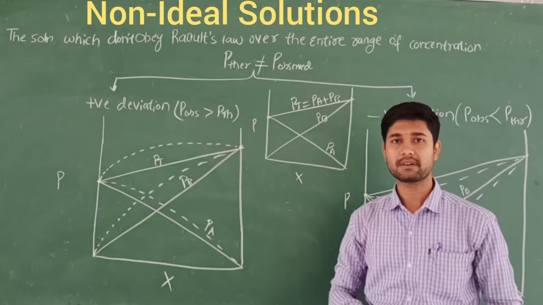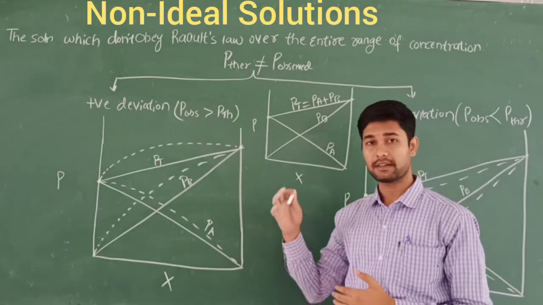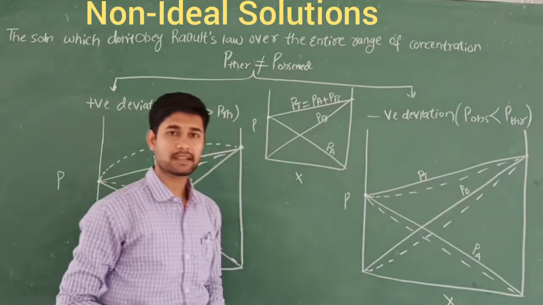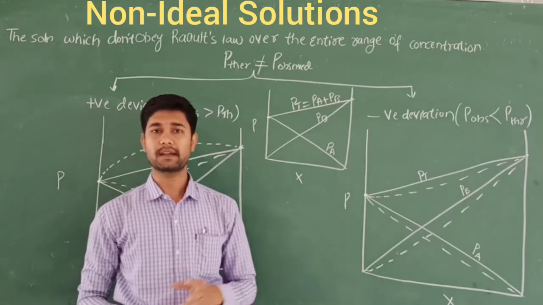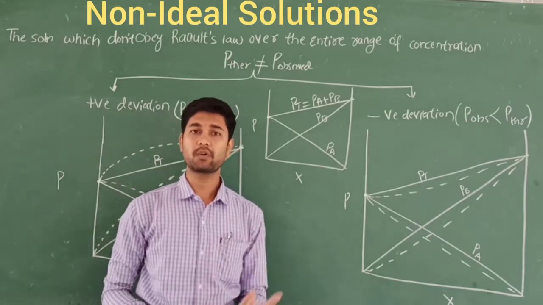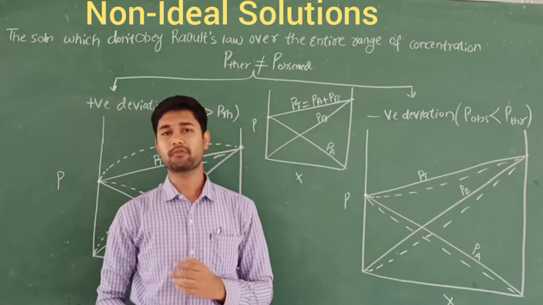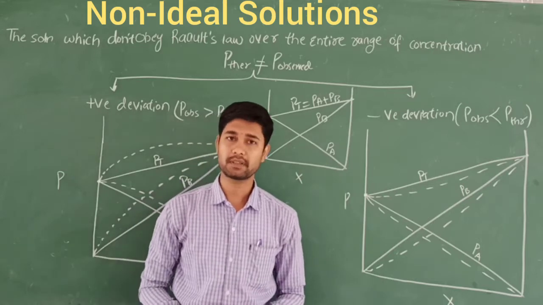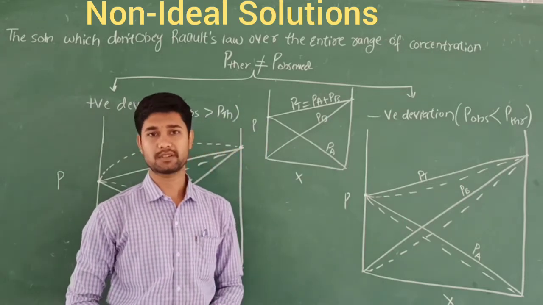Let us study how we are going to explain these pictures, which is going to be explained by Raoult's law. You know Raoult's law once again. The partial vapor pressure of a component in the solution at a given temperature must be equal to the product of the vapor pressure of the pure component and its mole fraction. Or we can say that the partial vapor pressure of a component in a solution must be directly proportional to the mole fraction.